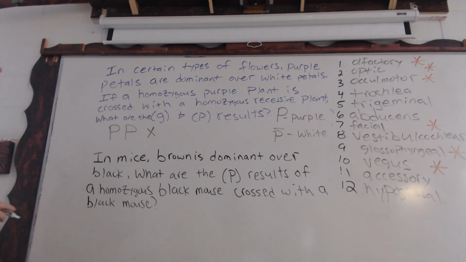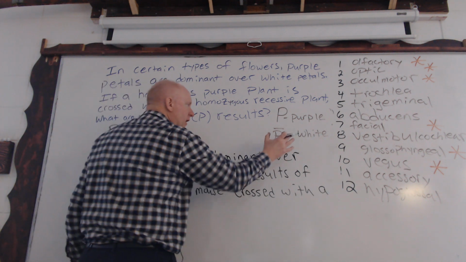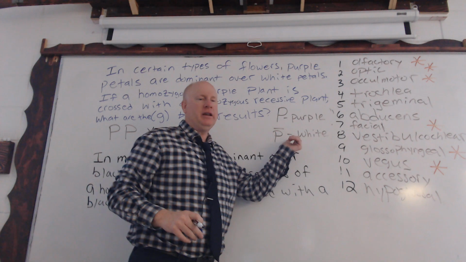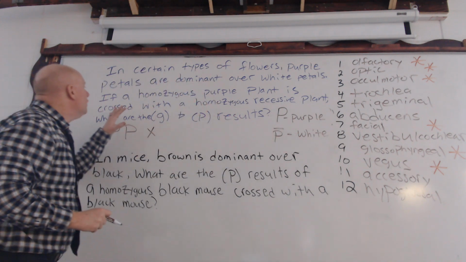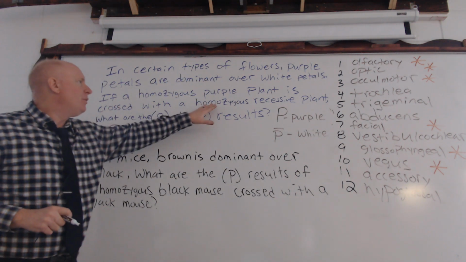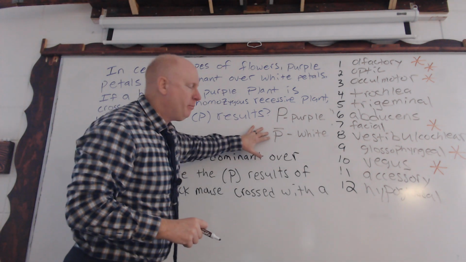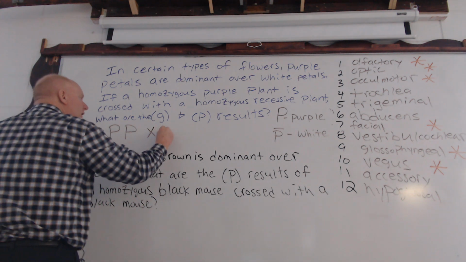Okay, so which one is the recessive trait? We illustrated that in our key. A lowercase p then is white. So that's what would happen if it's a homozygous recessive plant, both alleles are going to be two lowercase p's. All right.